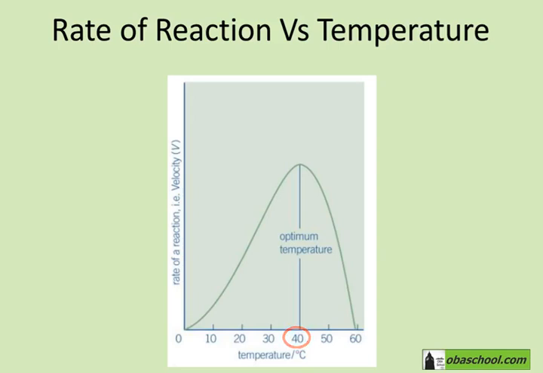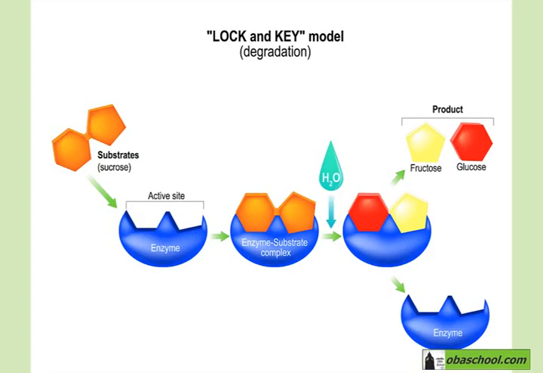As the temperature increases from 0 to 40, the rate of the reaction catalyzed by this enzyme increases to reach a maximum at 40 degrees Celsius, whereby it starts decreasing when we increase the temperature further than 40 degrees Celsius. So 40 is the optimal temperature, and any temperature beyond that is going to start decreasing the efficiency of the enzyme because of changing its shape. The substrate is no longer fitting.